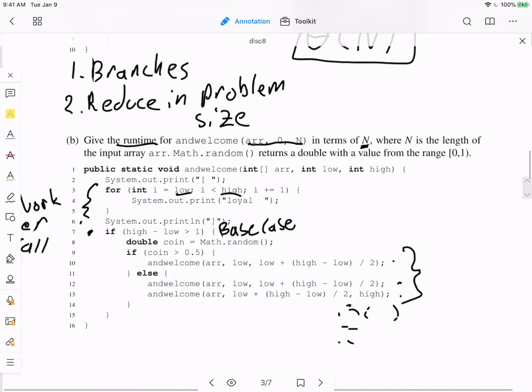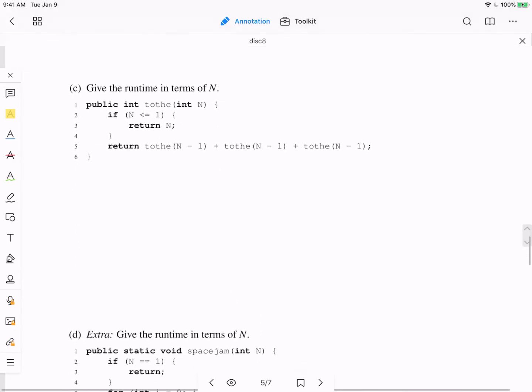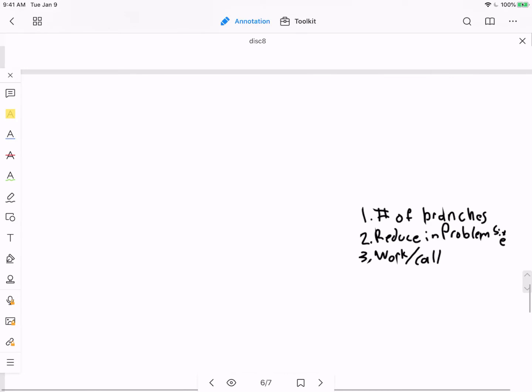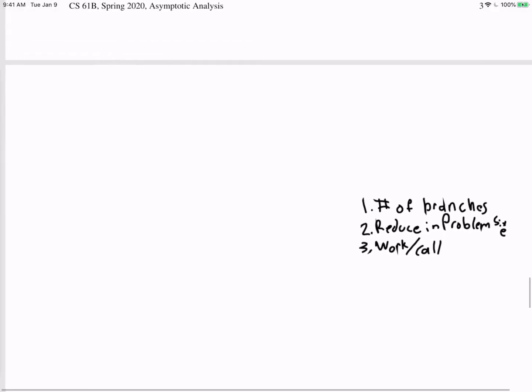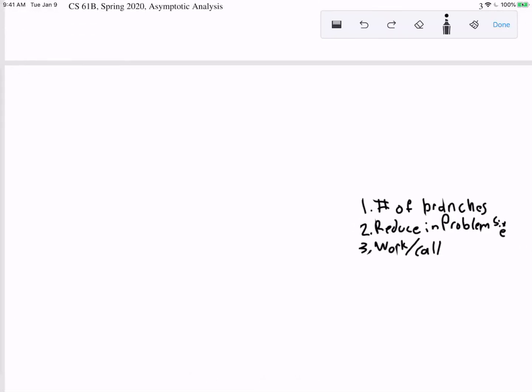Again, we're doing the best case, so we're always going to take line 10. So there's only one recursive call. Okay, so we figured that out. That's just 1. The reduce in problem size, let's go figure that out.